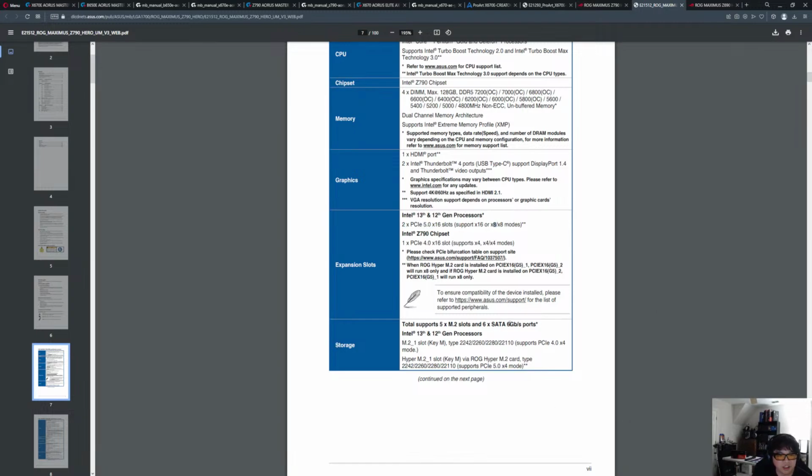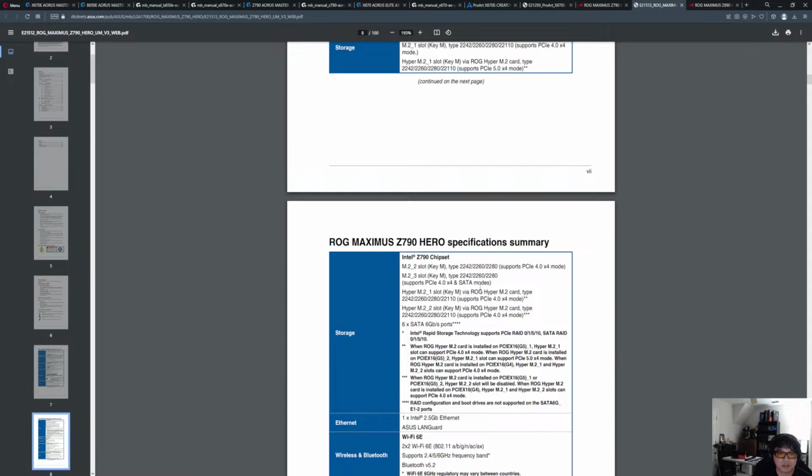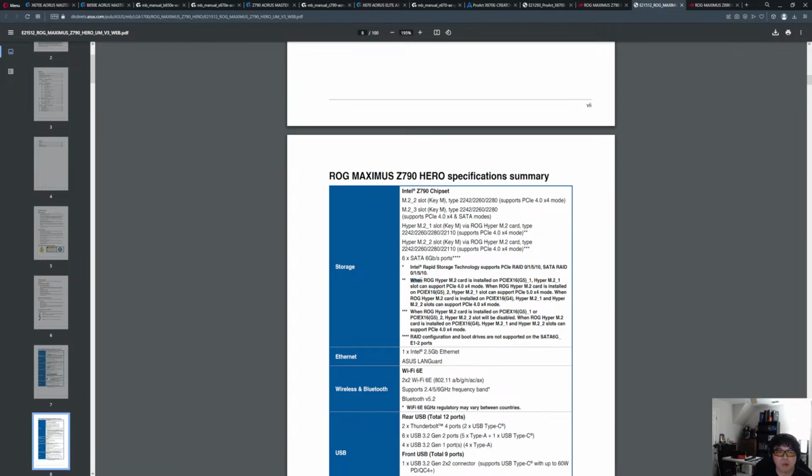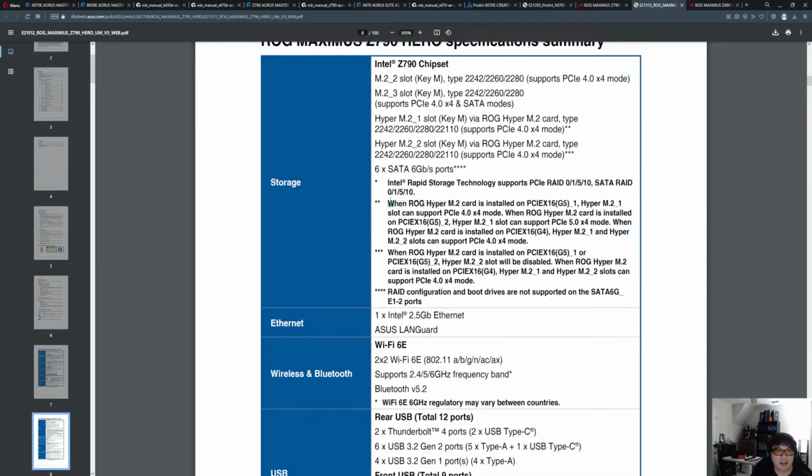So hold on. Does this thing have any Gen 5 at all? Oh, it does. But there's going to be some lane sharing here. This one supports Gen 4, Gen 4, Gen 4, Gen 4. Okay, right here, when the ROG Hyper M.2 is installed in G5_1, Hyper M.2 selected support PCIe 4.0, when it is installed in this one, it can support Gen 5. When the Hyper M.2 is installed on PCIe x16 G4, what is this, G5 and G4?